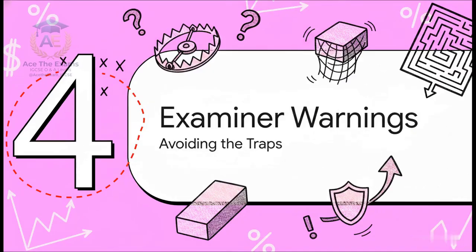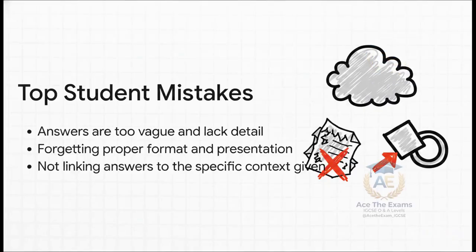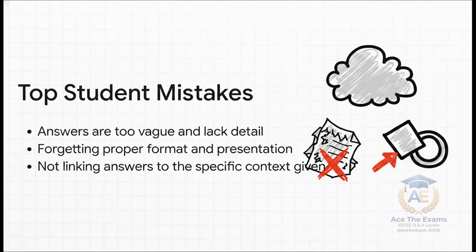Let's round things out with Section 4, Top Examiner Warnings. Consider this an exclusive insider look into the specific traps and pitfalls flagged directly by principal examiners, the stuff that consistently costs students marks. So, the absolutely crucial point here is to avoid these top 3 mistakes. First up, answers are too vague. As we established, examiners want specific details, not generalizations. Second, students frequently forget proper format and presentation conventions. I'm talking about correct headings, clear annotations, the basics that make your paper readable. Third, answers are not specific to the context given.